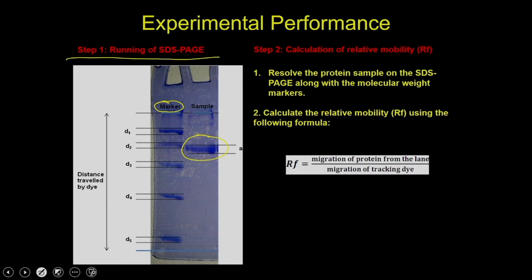Now, in step 2 you are going to calculate the relative mobility. The relative mobility is defined as the migration of the protein from the lane versus the migration of the tracking dye. So, first you determine the position of the tracking dye.